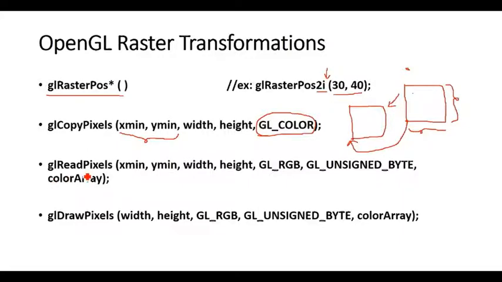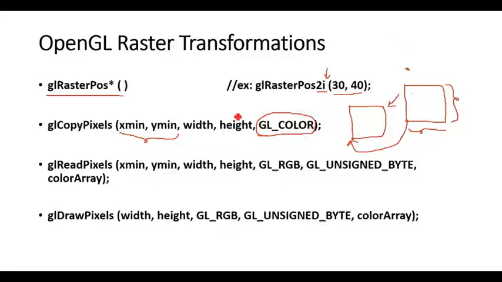Now, GL read pixels. What GL read pixels does is it helps us read a block of pixel values from the frame buffer into a data structure in our programming language. Probably you can consider it as an array. If you want to read a block of pixel values into an array, then you'd use read pixels. Similarly, draw pixels: suppose you had some color values in an array and you wanted to put them at a certain position in your frame buffer, then you would use draw pixels.